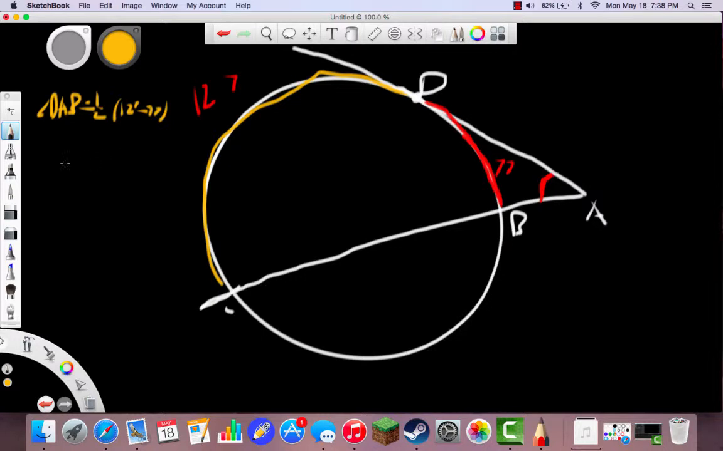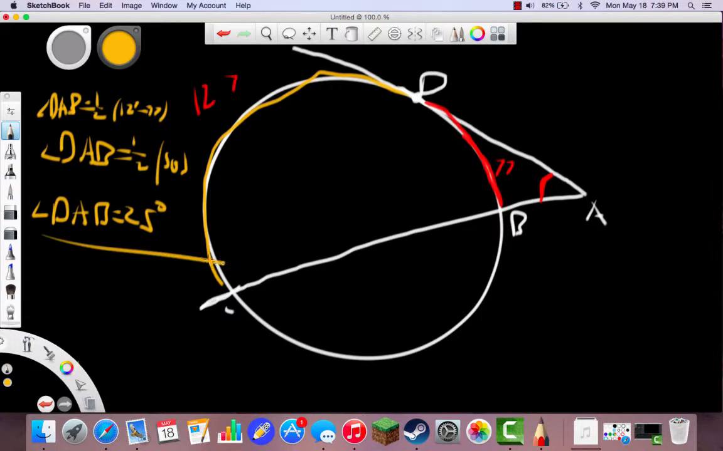That means angle DAB is going to equal half of 127 minus 77, which is 50 degrees. So angle DAB ends up being 25 degrees. So you understand how we got that, right? Okay, good. At the end of this, I am going to do a short review of everything that we just did.